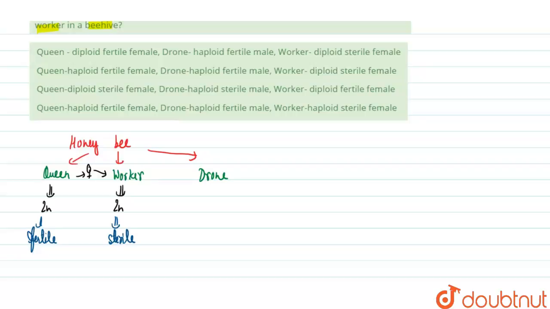While if you are talking about our drone here, the drone will be haploid in nature, as they are produced by parthenogenesis, so they are haploid in nature. And the major function of the drone is that they also help in reproduction; they are also fertile males. The drone is an example of a male, a fertile male, they will fertilize with the queen and produce the offspring.